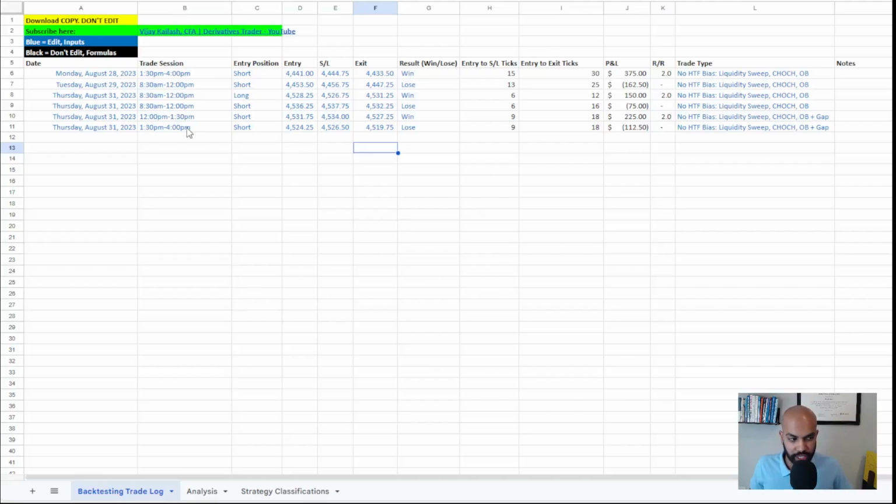So each one of the trades I took during the back test, I entered in right here. So the date, the trade session, what the position was, entry, stop loss, exit, win or loss, the entry to stop loss in ticks, the entry to exit ticks, and the P&L, and it calculates the R multiple.